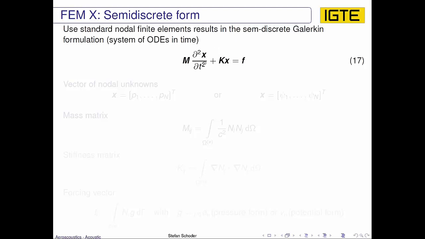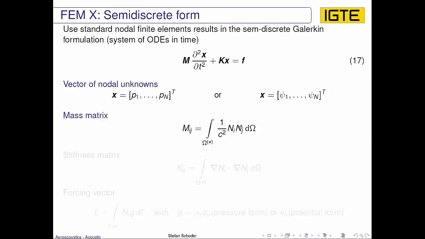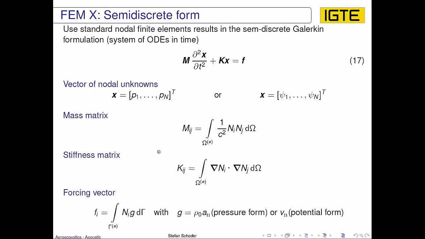Here the solution vector simply collects the pressure at the nodal coordinates. The mass matrix is more or less assembled as a product of the basis functions, and the stiffness matrix is assembled from the inner product of the gradients of the basis functions. And the forcing vector is simply the projection of the local density force on the basis function. And this is what the forcing vector gives us.